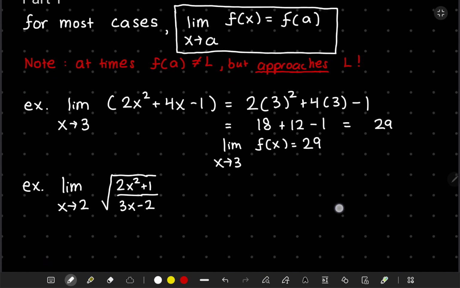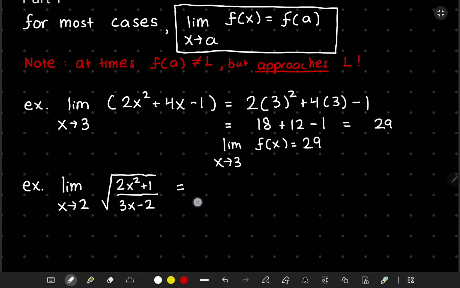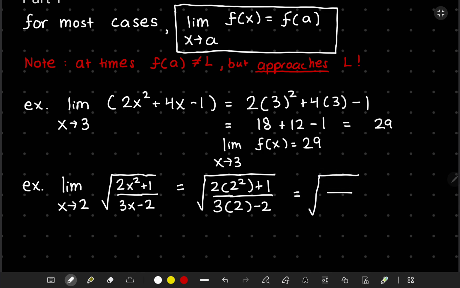Let's try it one more time. So I can see here, this is like a random rational function, but in any case, if you can't see it graphically, just plug it in and see if it can give us a value. When I do this, this gives me the square root of 2 times 2 squared, plus 1 on the top, and on the bottom, it gives us 3 times 2, minus 2. What would that give us? Well, on the top, we get 8 plus 1, because 2 squared is 4, 4 times 2 is 8. And then on the bottom, we get 6 minus 2.